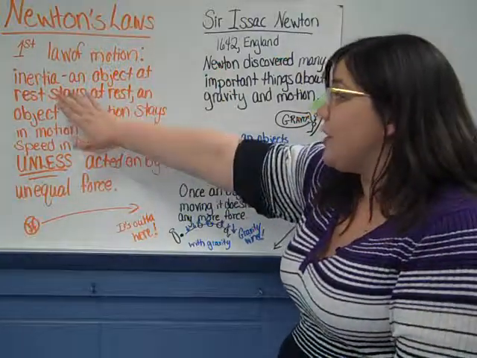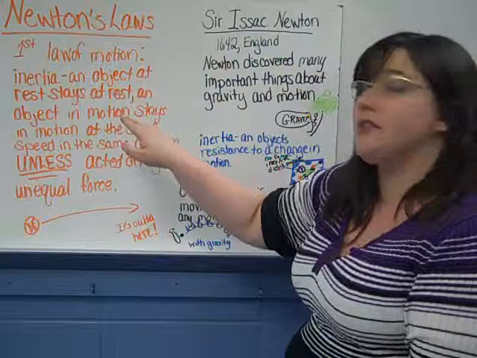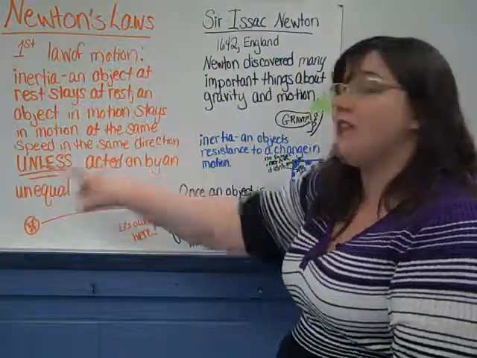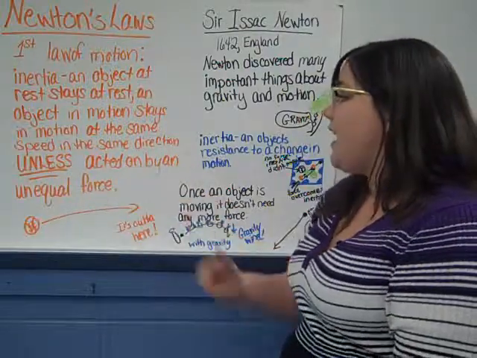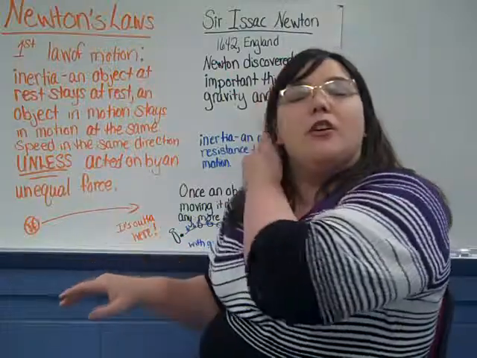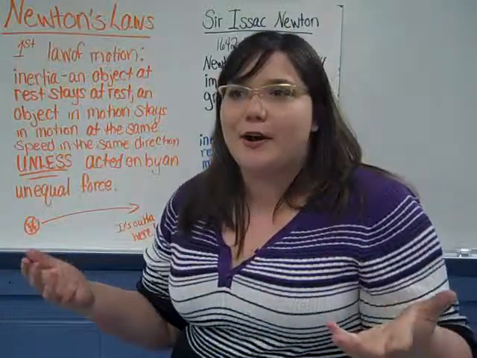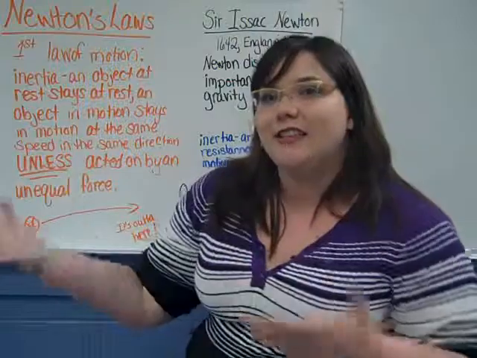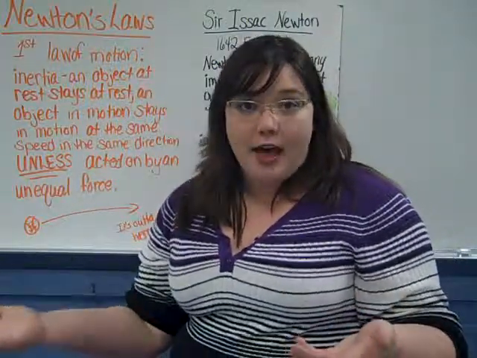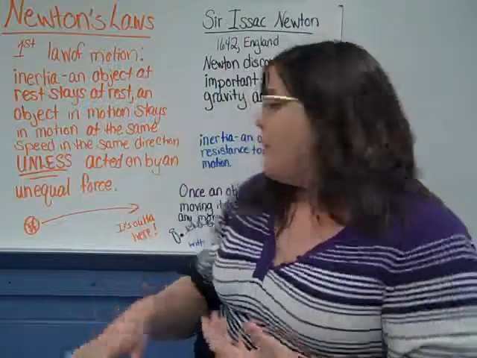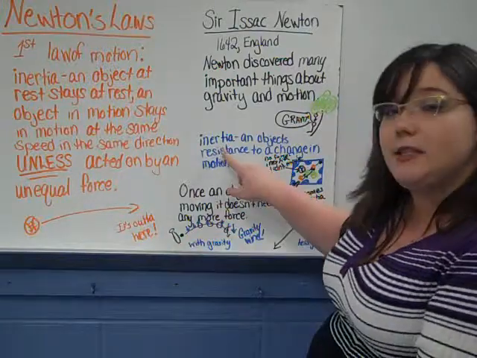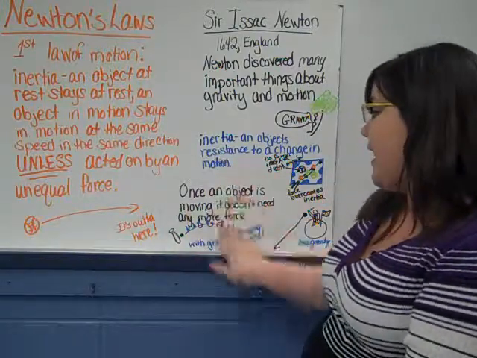And with inertia, an object at rest stays at rest. An object in motion stays in motion at the same speed and in the same direction unless acted on by an unequal force. Now you might think, wait a minute, when I hit the ball, it doesn't go on forever. It doesn't stay at that same speed with the same motion. Eventually it falls to the ground. Well, that's because when we hit a ball, we have gravity pulling that ball back down to earth. So our force goes this way, gravity's pushing down.